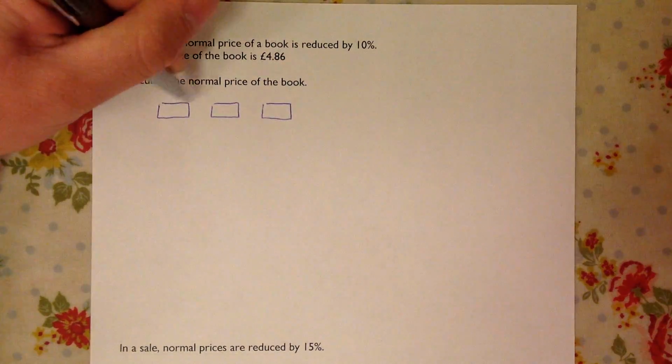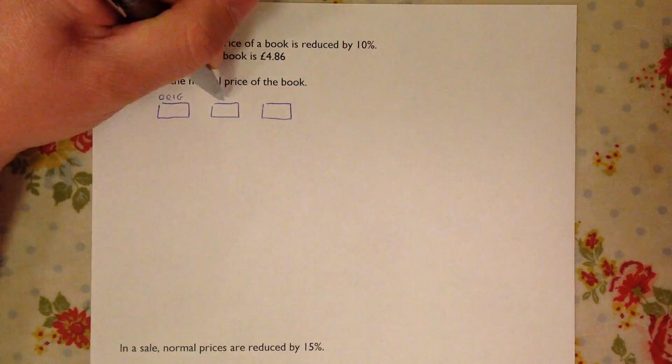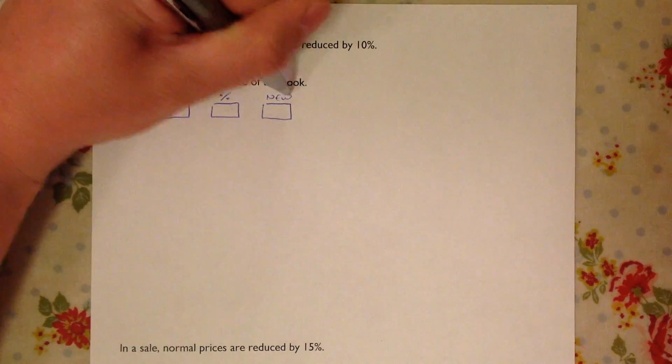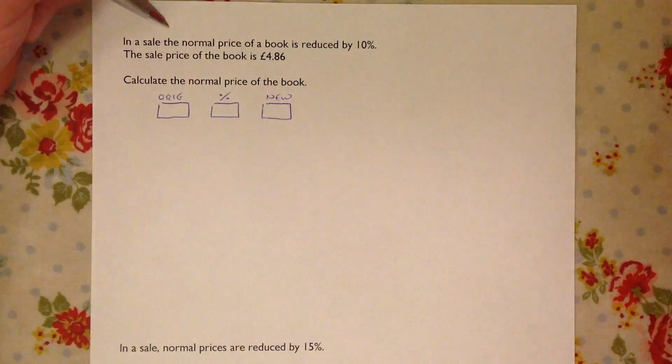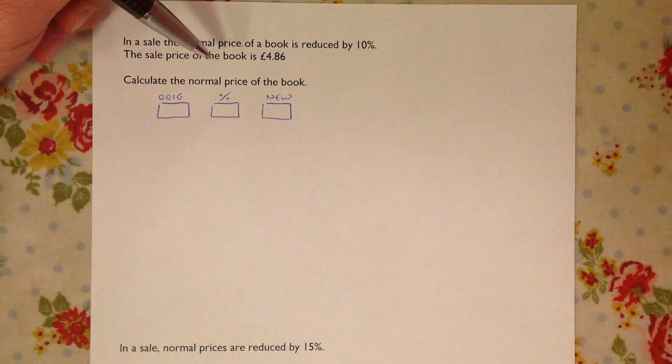In any percentage question, there's always three pieces of information. There's the original amount, there's the percentage that it's changing by, and there's the new amount. And you're going to get given two of those pieces of information in the exam, and you're going to be asked to find the third one. So let's have a look at what information we've got in this question.